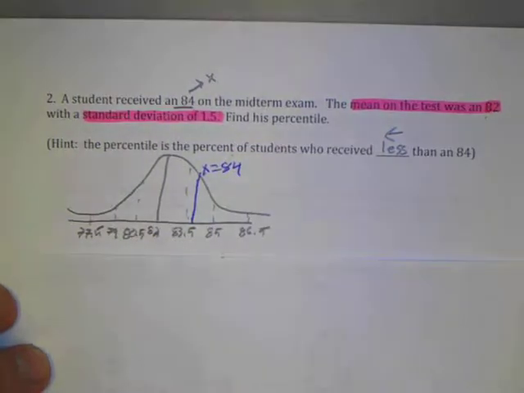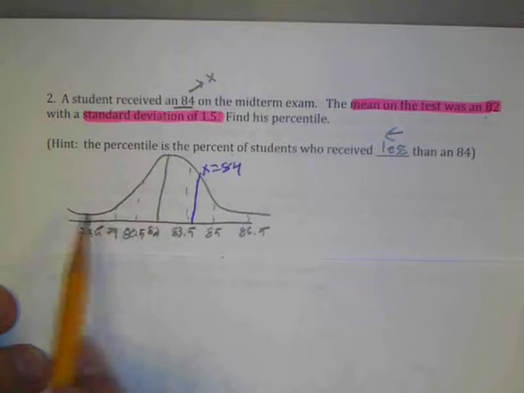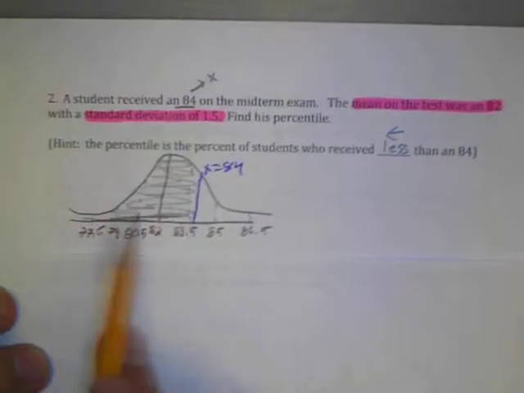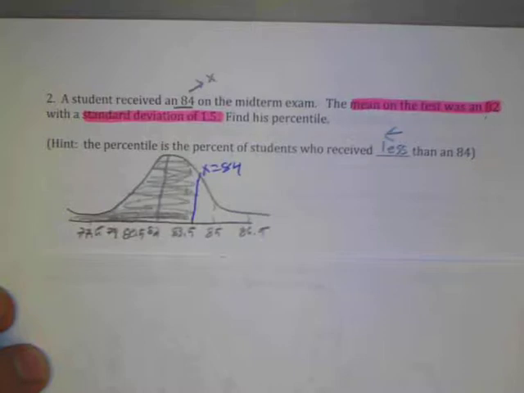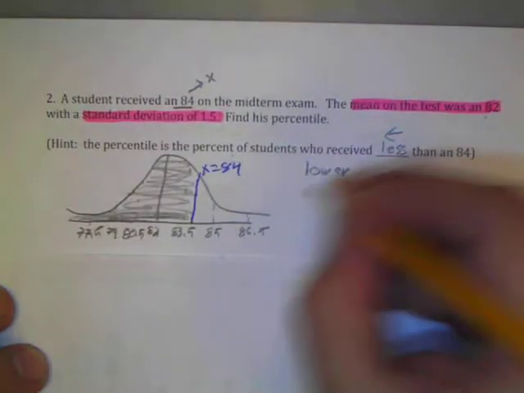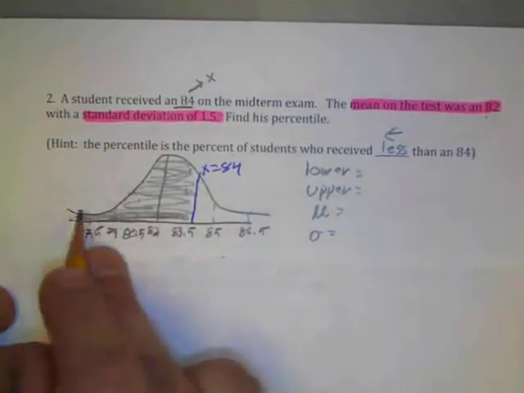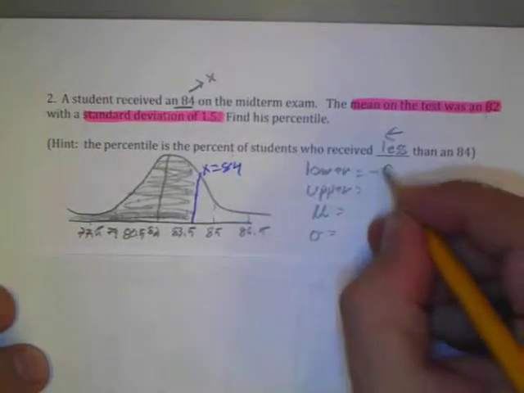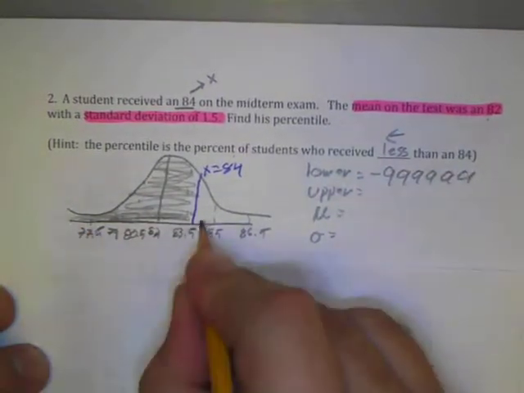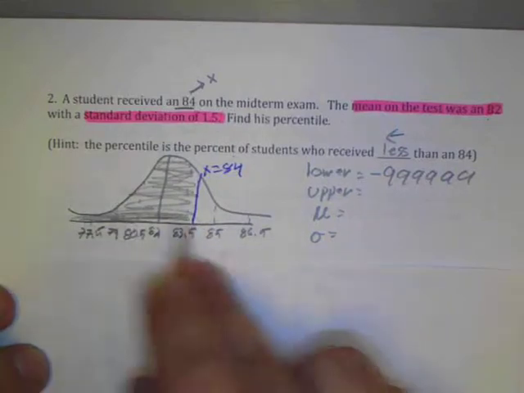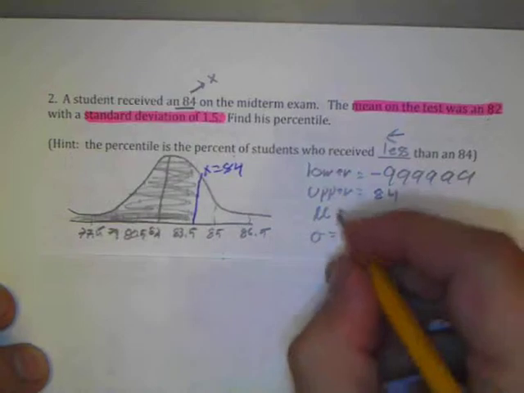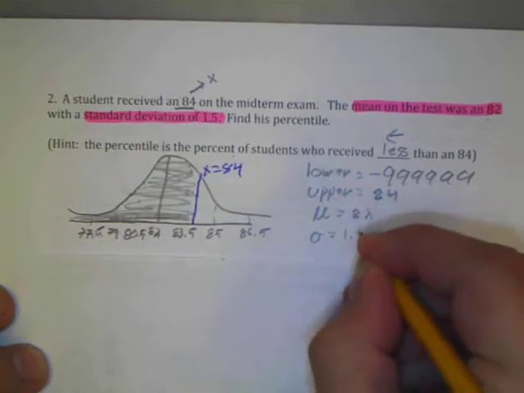And remember, when I'm finding percentiles, which way do I shade? To the left. Which way do you shade for a percentile? Left. Good. So we're going to do our shading to the left. And then now we can see what we were doing yesterday. We can use our lower, upper, mean, and standard deviation. This time the lower is my negative 99999 because it never stops and it keeps going to the left. Upper, and I say this over and over, that's why I like the picture, you see right where we stop, which is 84. The mean is an 82 and standard deviation is 1.5.